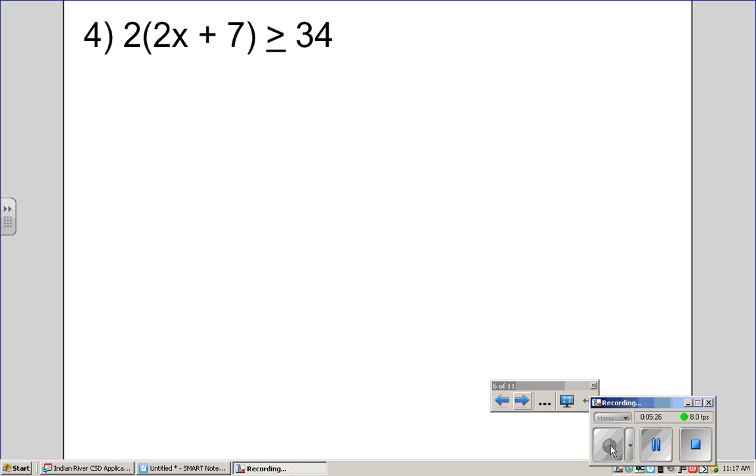Number 4, moving on to inequalities. An inequality is something with a greater than or equal to, less than or equal to, greater than or less than. But they're solved just like it was an equation. So we have a 2 in front of the parentheses. We're going to distribute that. 2 times 2x is 4x. 2 times positive 7 is 14.